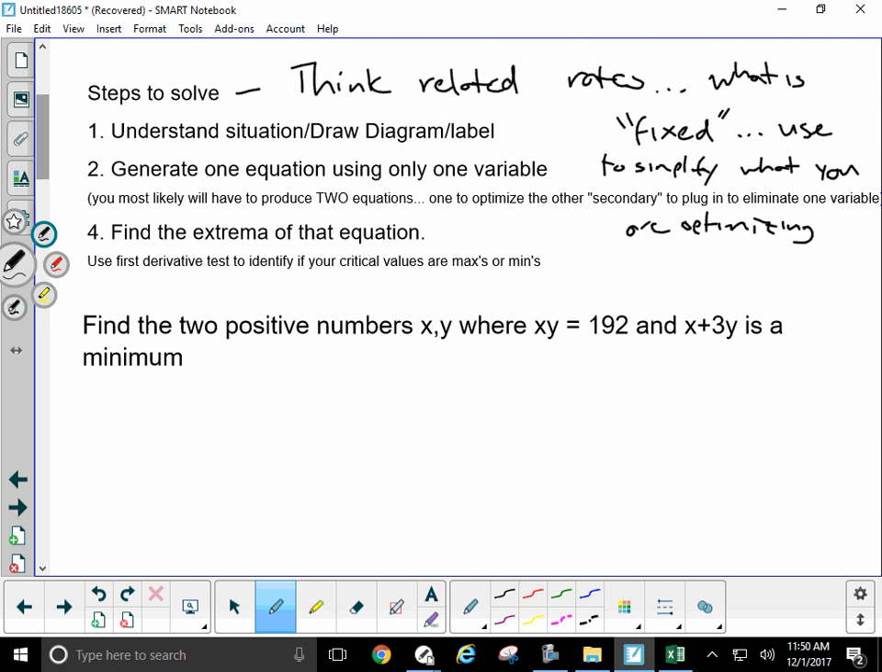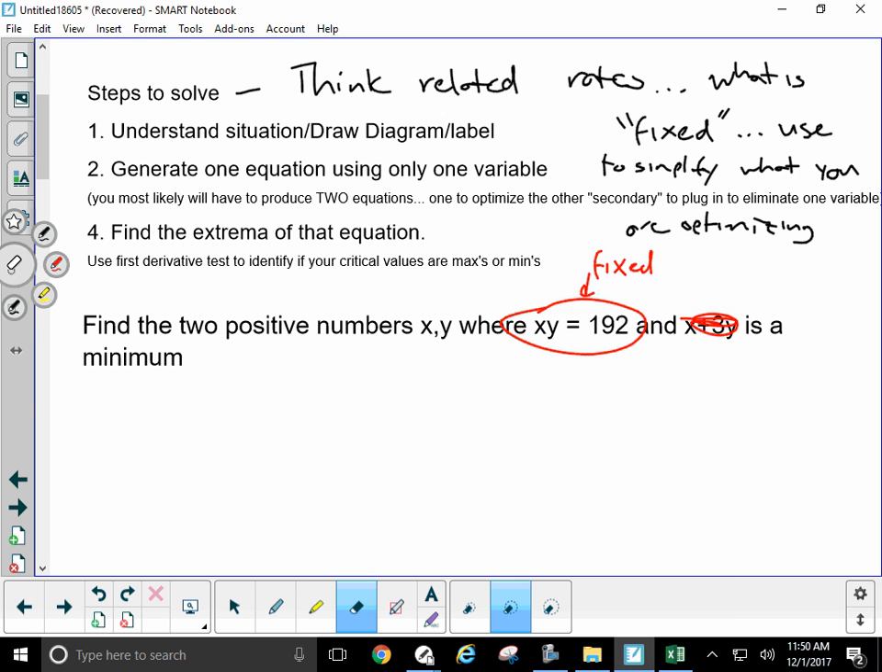We want to find two positive numbers, x and y, where xy is equal to 192 and x plus 3y is a minimum. This must be true between these two positive numbers: their product must equal 192. This is what we call fixed. We are trying to find a min of x plus 3y. This is what we are trying to optimize.